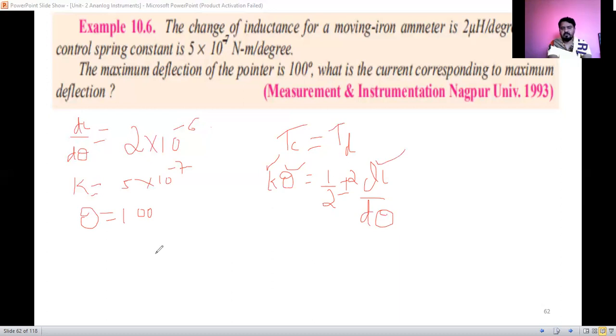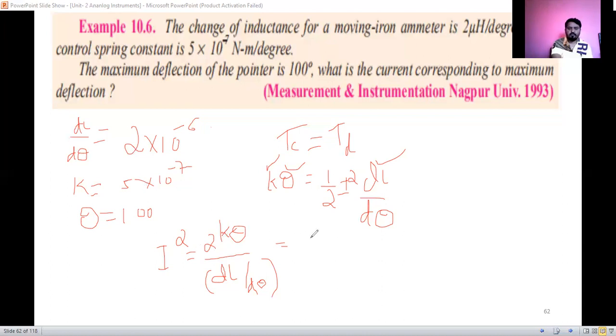So from this equation you can write the formula for I squared equal to 2k theta divided by dL by d theta. This 1 by 2, when I send it to the LHS side, it will become 2. Substitute the values: 2 into 5 into 100 into 10 to the power of minus 6, divided by, sorry, minus 7.